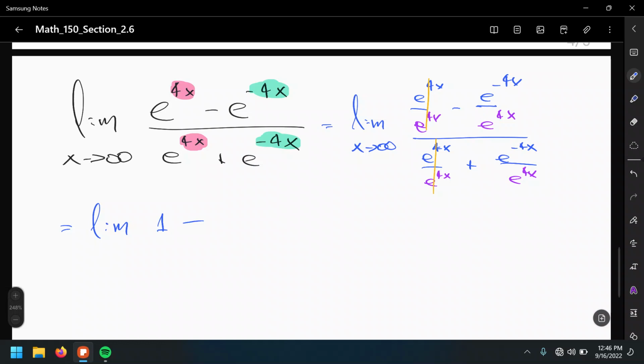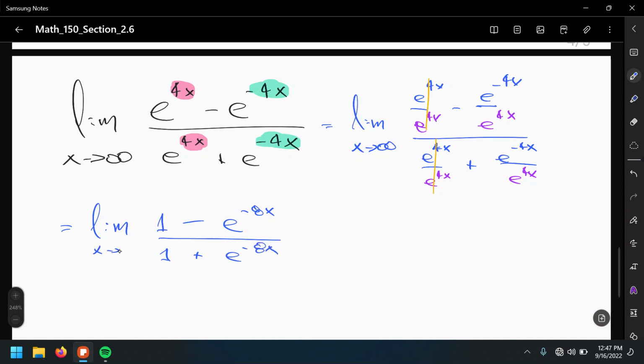Notice we have the same base, e. What do we do with the exponents when we divide the bases? So what is negative 4x minus 4x? Negative 8x. Okay, e to the negative 8x. Same in the denominator, 1, but plus e to the negative 8x.